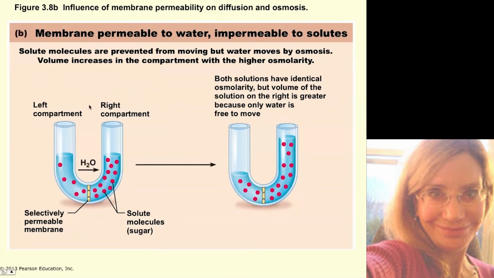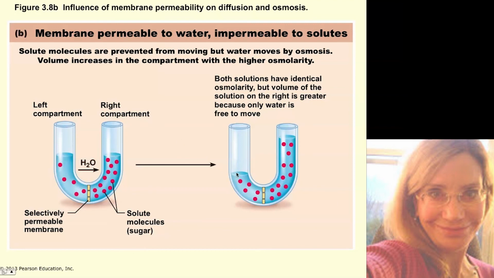However, if you have a membrane that is permeable to water but impermeable to solutes, and this is true in the human body, particularly with larger solute particles. Okay, so we have the left compartment and the right compartment. This is a selectively permeable membrane, which is what cell membranes are. And so you can see over here there's fewer solutes. Over here there are many solute molecules. This would be a sugar that cannot pass through that membrane. So what's going to happen?